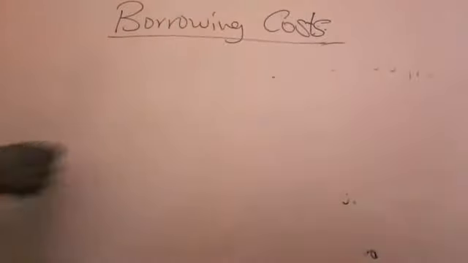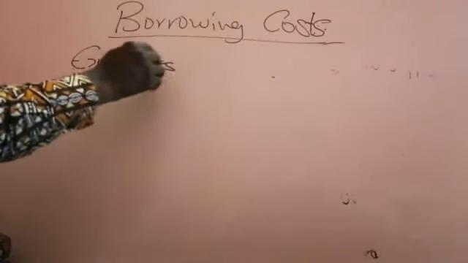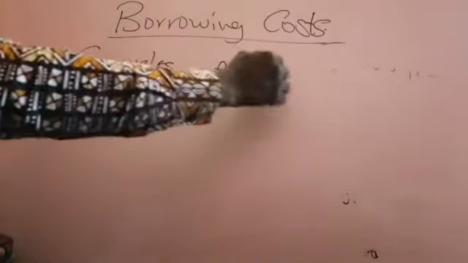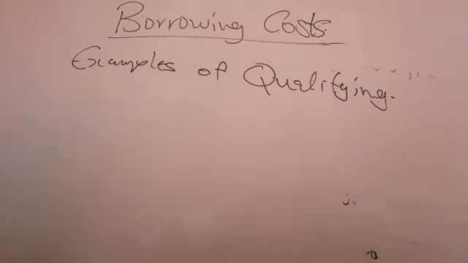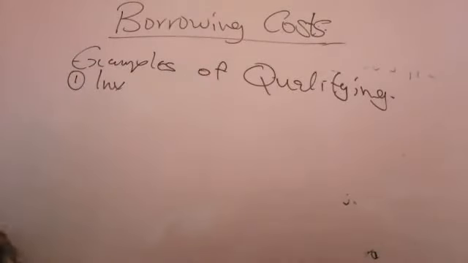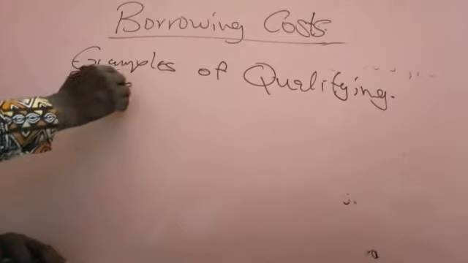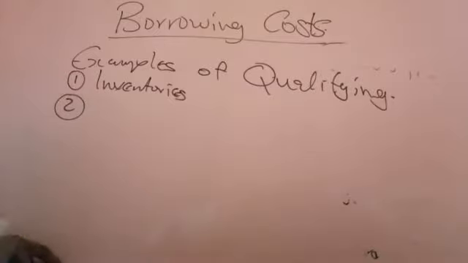Now, let's look at the examples of qualifying assets. Assets that qualify. So one, inventories, that's manufacturing inventories. So inventories. Two, manufacturing plants.